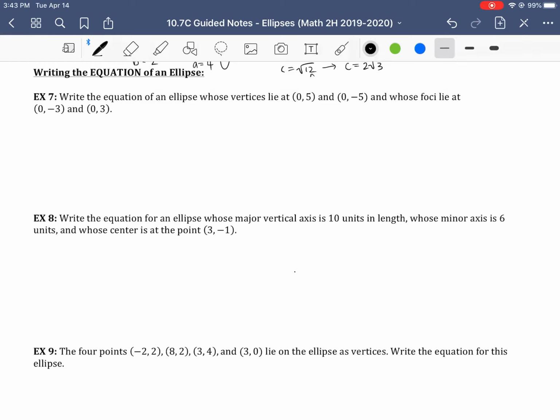All right, let's talk about writing the equation of an ellipse. So based off the information given, we just want to be able to construct that ellipse. Remember the two things that the equation gave us were the center and the a and b values. So if we want to build the equation, those are the things we need also. We need to know the center, and then we need to know the a and the b values, okay?